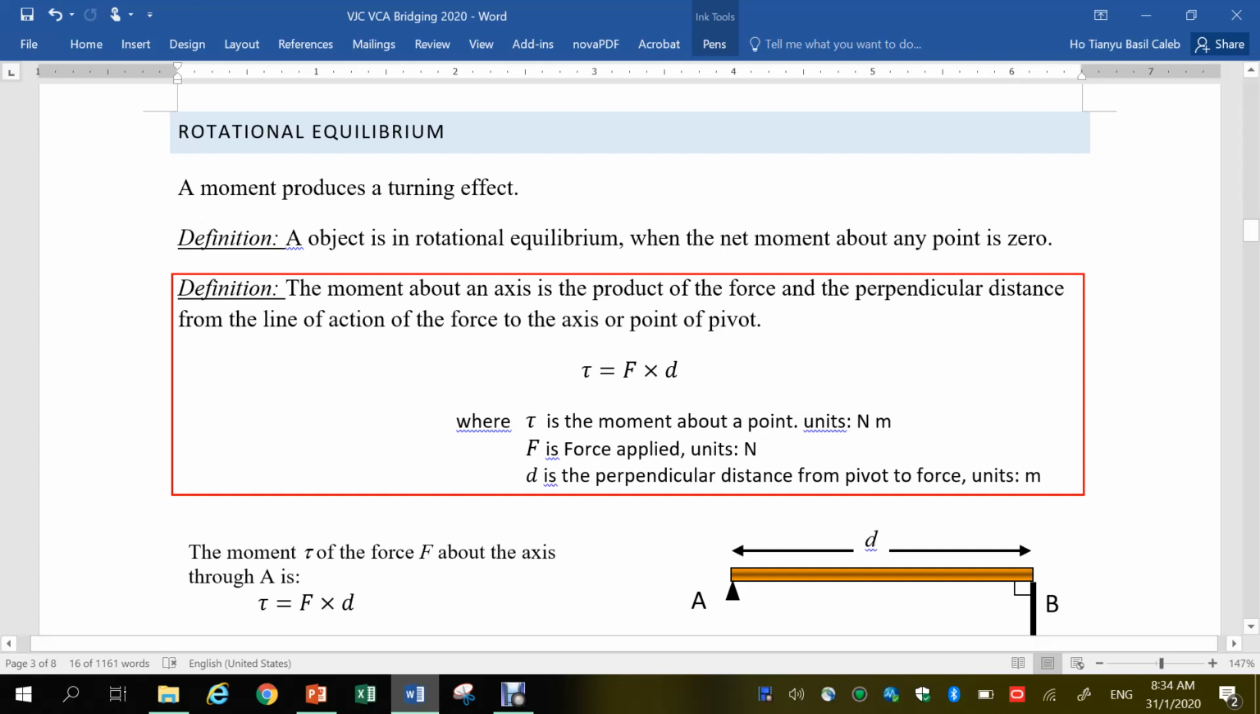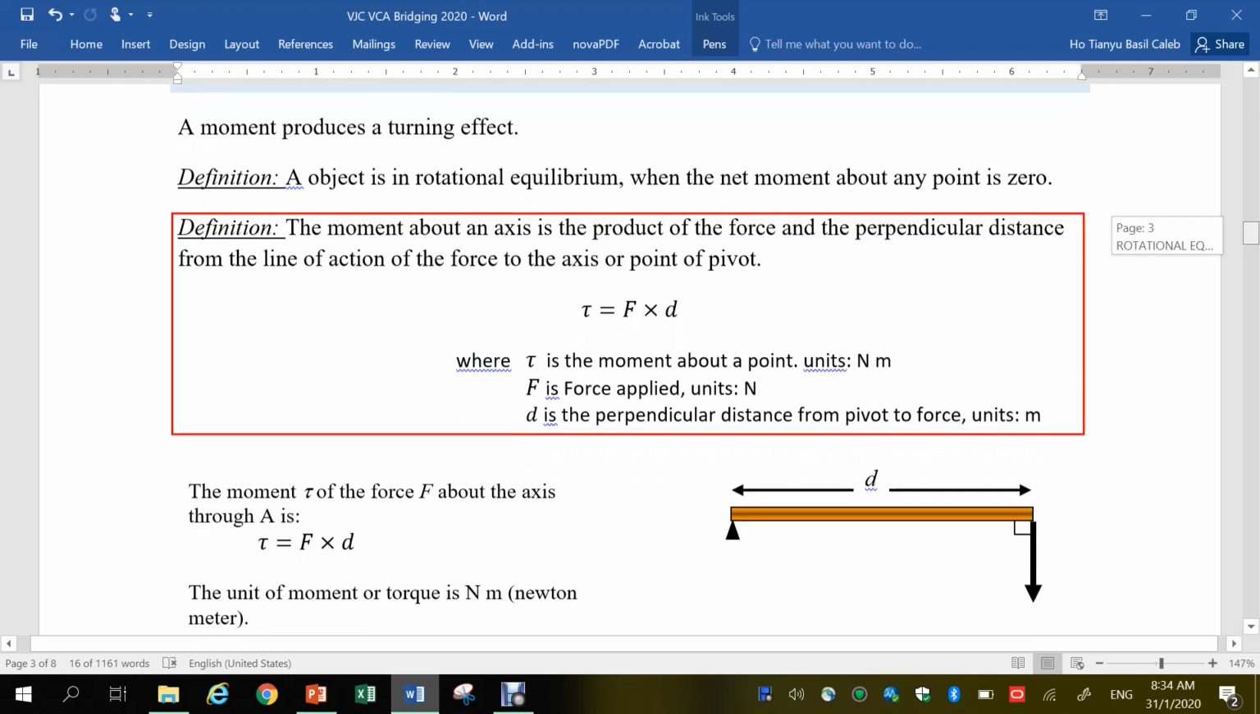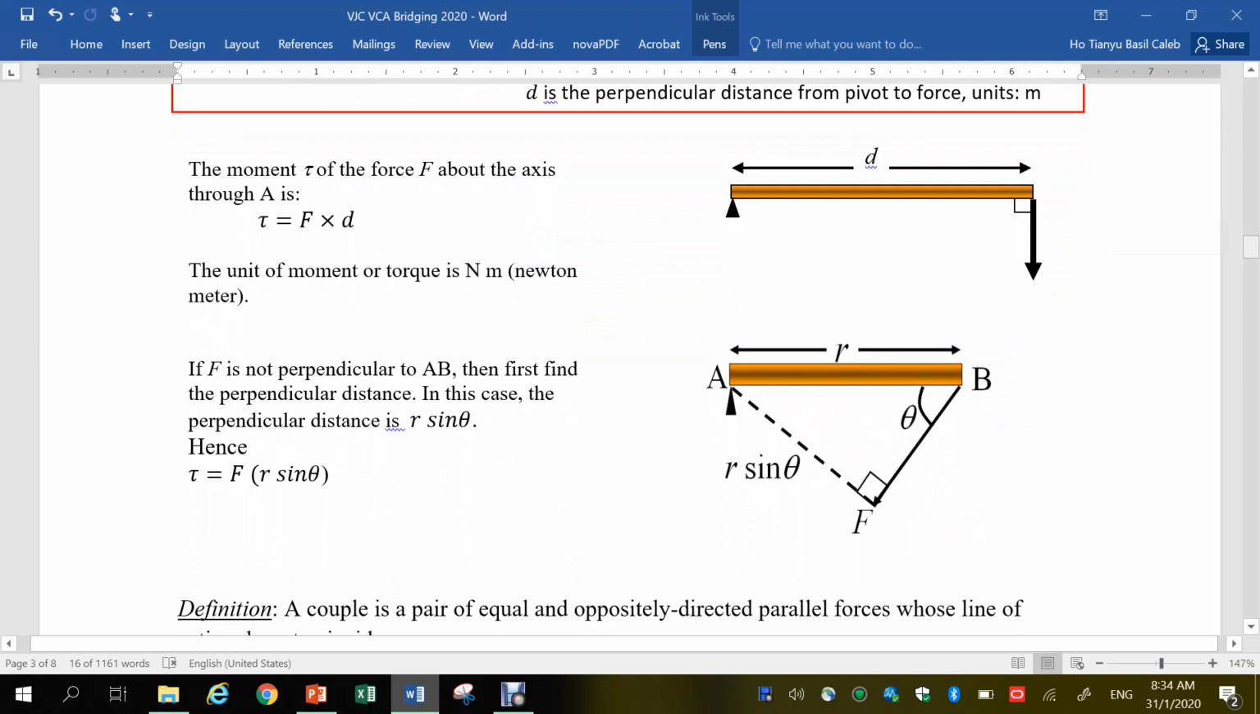We have used the word moment in the first line over there, and moment again. So how do we define moment? The moment about an axis is the product of the force and the perpendicular distance from the line of action of the force to the axis or point of pivot. This is given in the equation where the moment tau, the Greek letter tau, is equal to force times perpendicular distance. So let's look at it in a bit more detail.